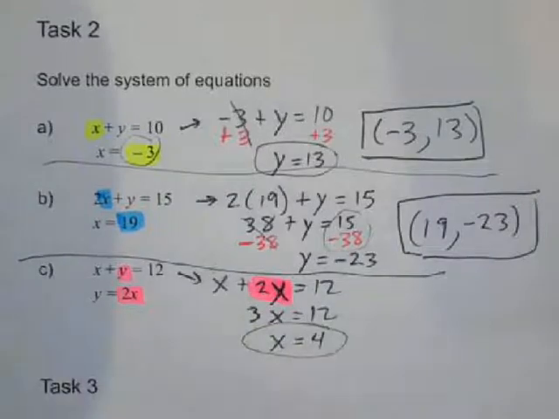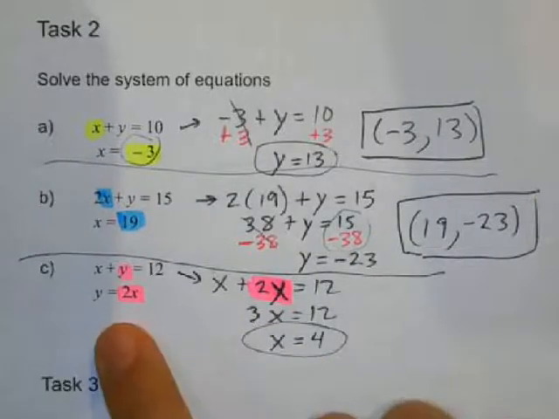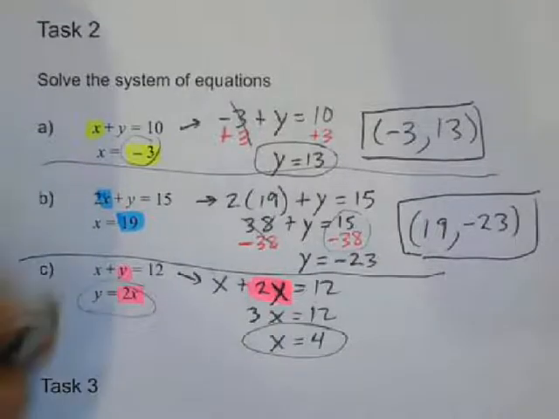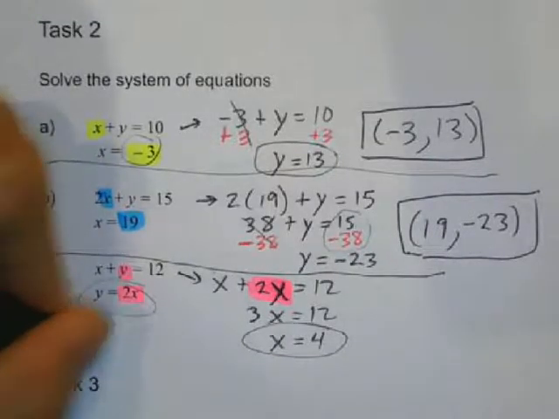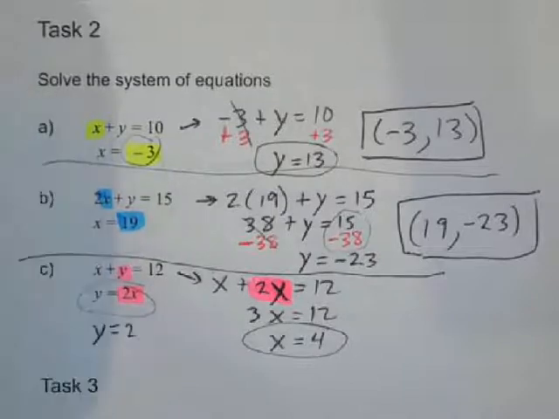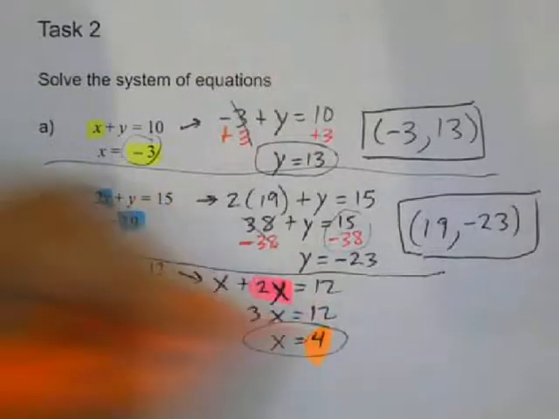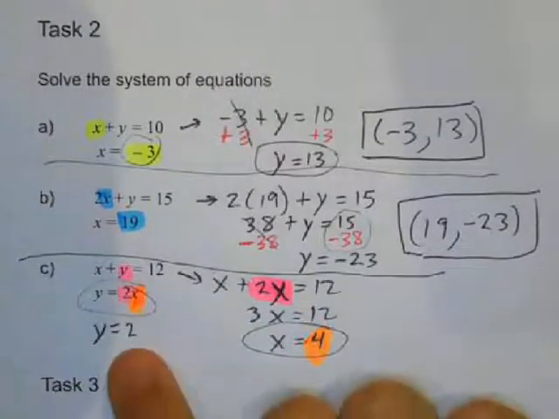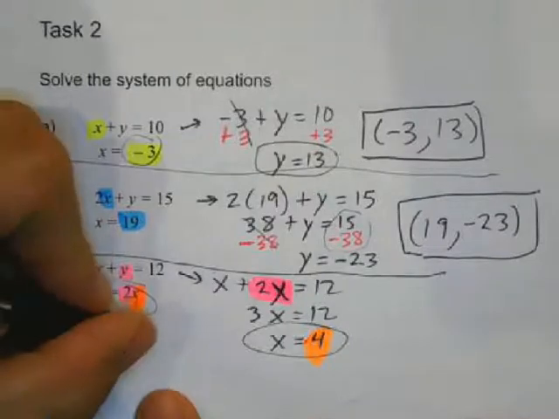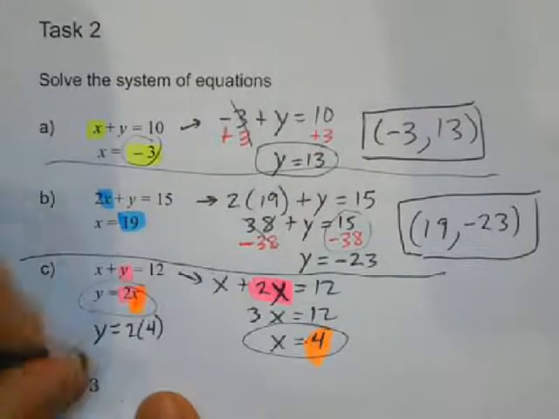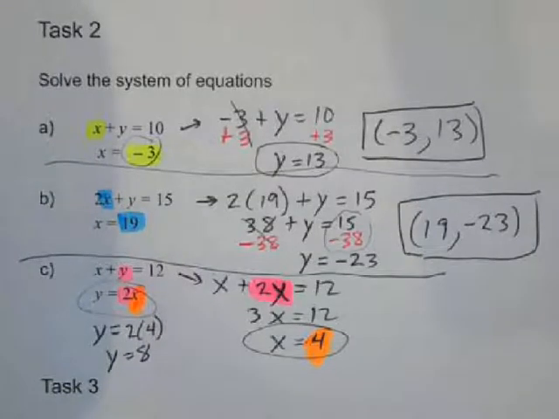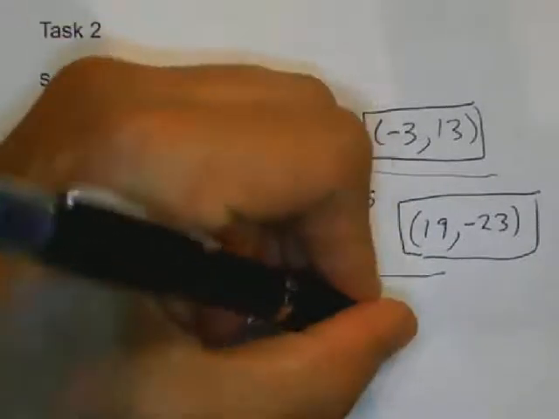So what's our answer? Oh, we have to solve for y, don't we? So we know y is equal to 2x. So I can rewrite this as y equals 2 times, and we know that x is 4, right? So I'm going to substitute the x with 4. And now I've got y equals 2 times 4. And now I know y is equal to 8. So my answer is 4, 8.